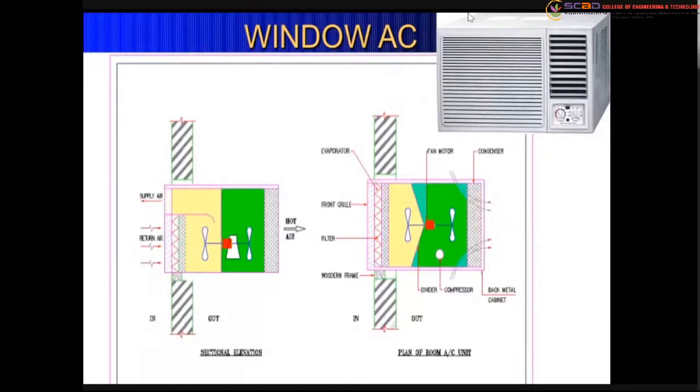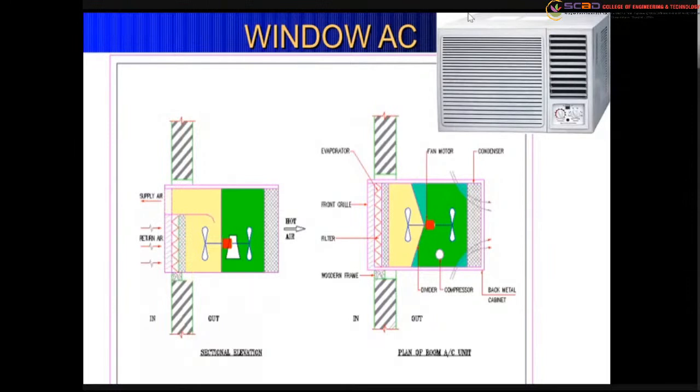Now we come to this. Everyone knows about this system, the window AC. If anybody hasn't seen this AC, you have to go and see how the AC looks.